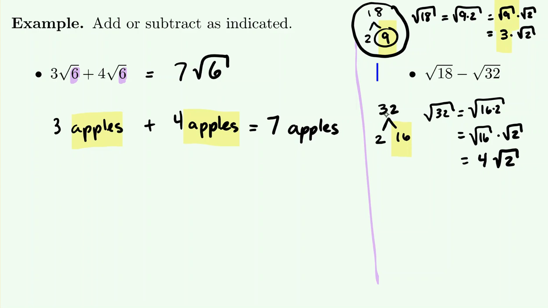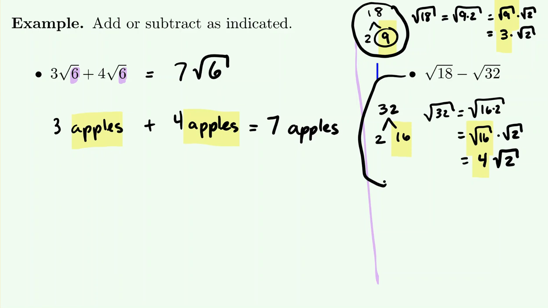Similarly, for 32, it's even, it divides by 2, and we see one of the factors is 16, a perfect square. The square root of 32 is the square root of 16 times 2. The square root of 16 is 4, which we're multiplying by the square root of 2, which can't reduce any farther because it's not a perfect square.